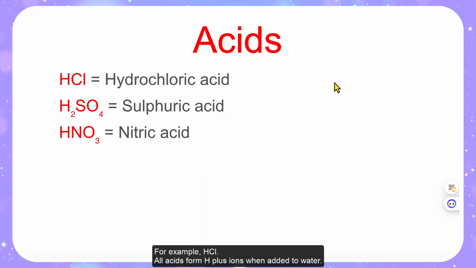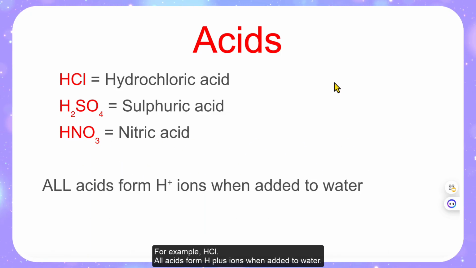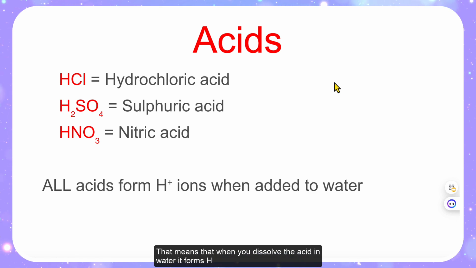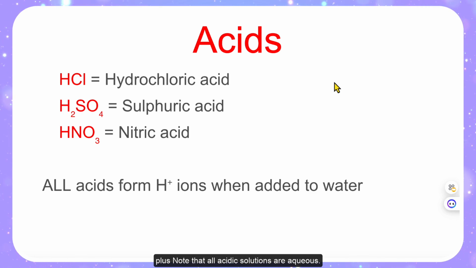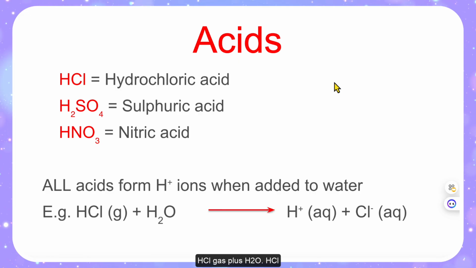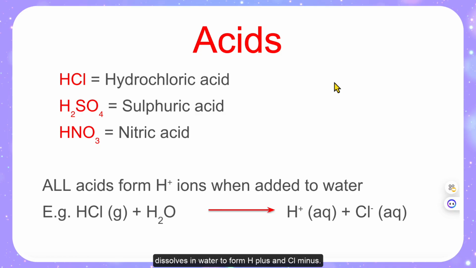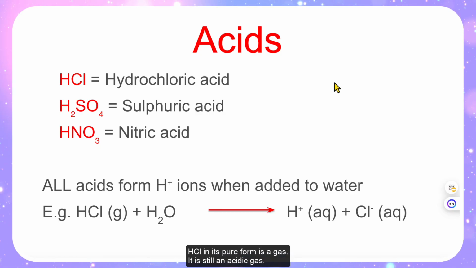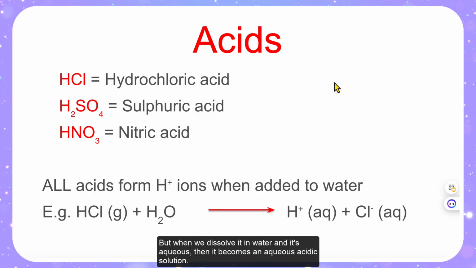For example, HCl. All acids form H+ ions when added to water. That means that when you dissolve the acid in water, it forms H+. Note that all acidic solutions are aqueous. HCl gas plus H2O: HCl dissolves in water to form H+ and Cl-. HCl in its pure form is a gas. It is still an acidic gas. But when we dissolve it in water and it's aqueous, then it becomes an aqueous acidic solution.